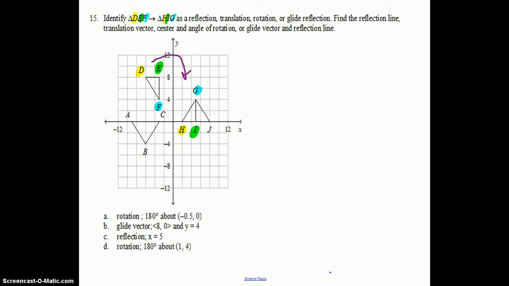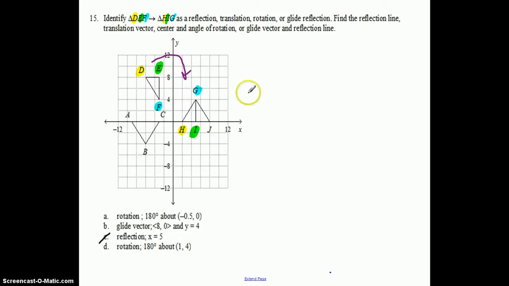Now, there's one on here that seems really obvious to me that it doesn't work, and I just want to show you this. First of all, the reflection of x equals 5. That means if I went over to x equals 5, that would be right there. So if this were going to reflect, it would have to be over here somewhere, which it's not. So I can see automatically it's not that.